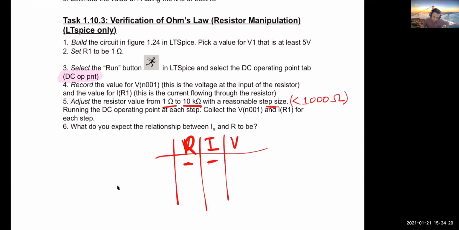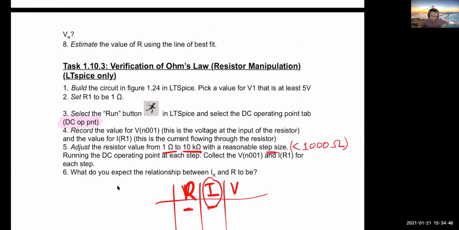So you're going to record both the voltage and current, and then what do you expect the relation between I and R to be? Give it a thought. What do you expect the relation between resistance and current to be? All right, so those are the 3 tasks.